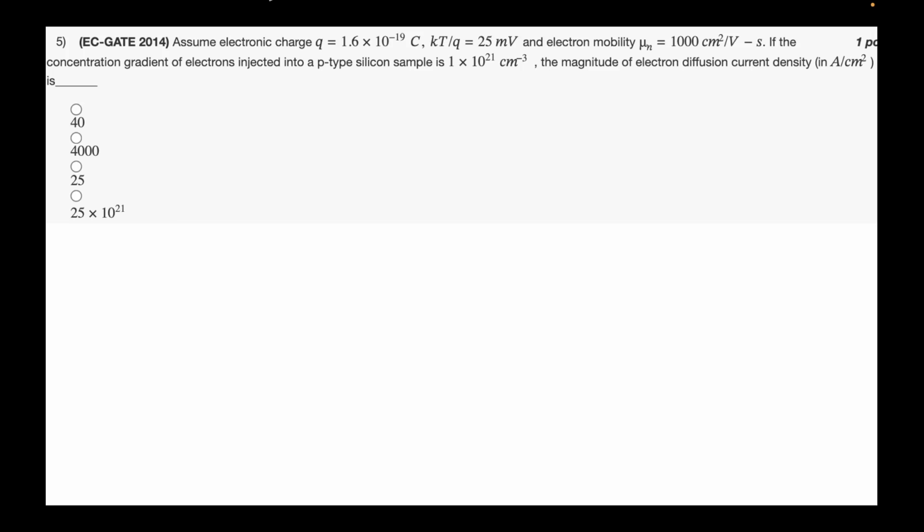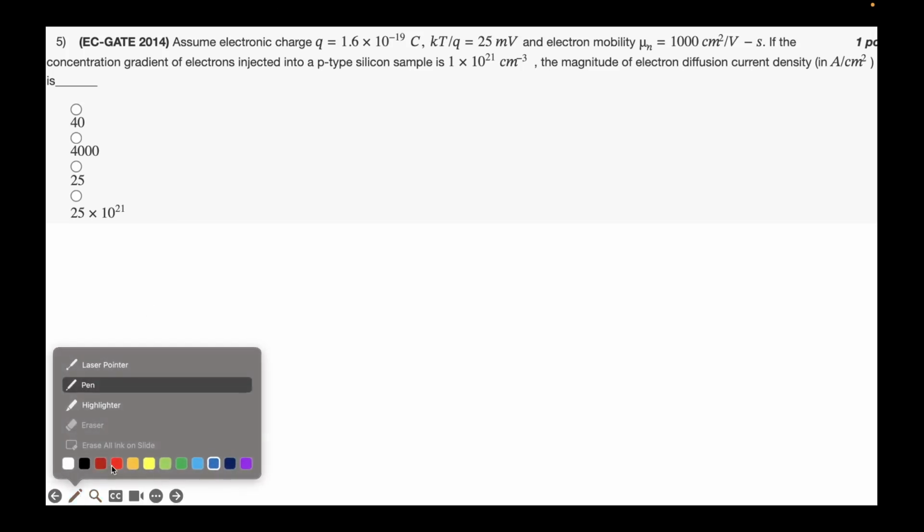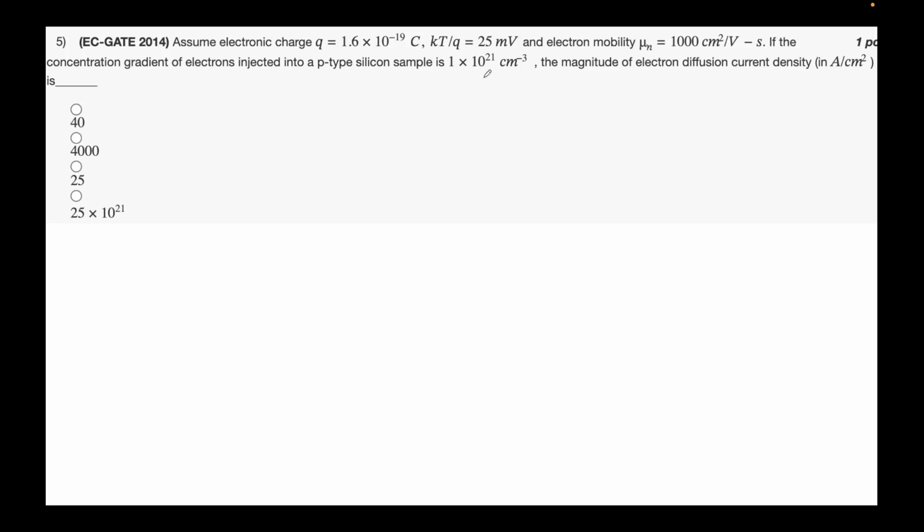So in this problem we are given the mobility and the concentration. We are given a p-type silicon sample, so this is p silicon, and we are injecting some electrons. Since it's a p-type silicon, these electrons can also be referred to as minority carriers. This is a term which will come again and again, which makes sense because here there is an excess of holes in this p-type semiconductor slab, then we are injecting some electrons.